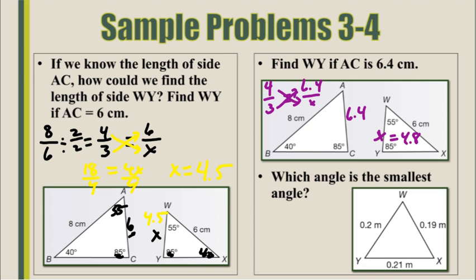And the last one here, which angle is the smallest angle? Well, if we compare our side lengths, 0.19 is the smallest, is the shortest side. So if we go opposites, angle Y would be the smallest angle.